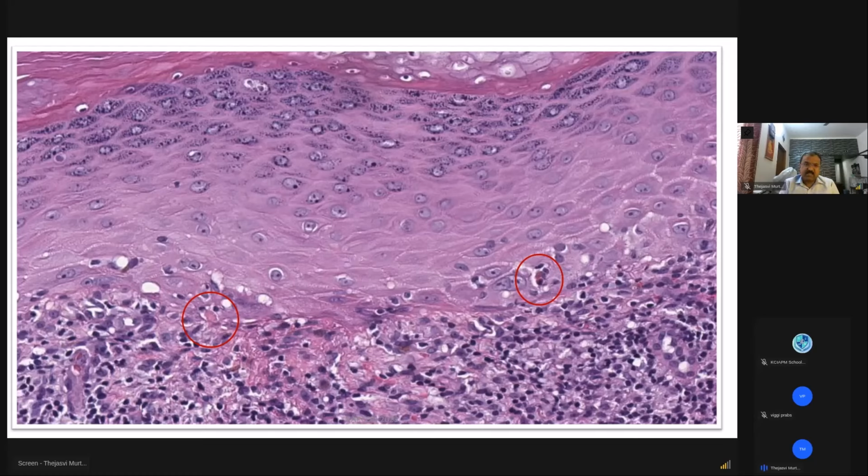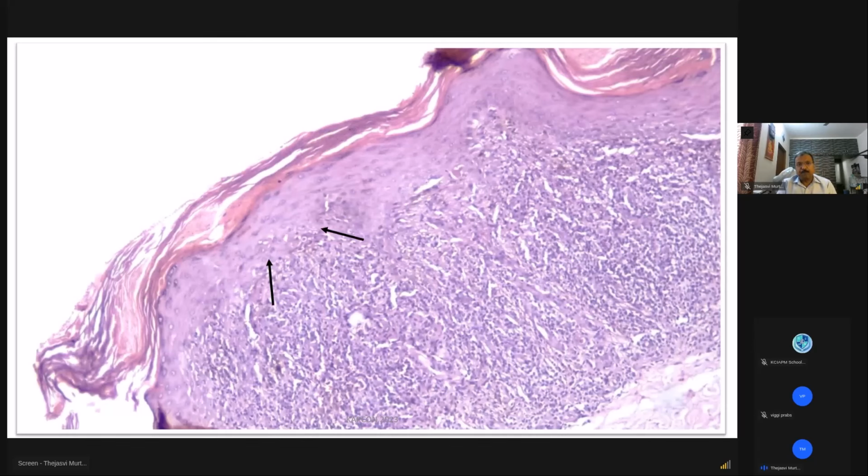Something is encircled. These are nothing but necrotic keratinocytes, or apoptotic keratinocytes. We usually call them apoptotic keratinocytes, also called colloid bodies. These bodies are the result of continuous damage: the basal cells undergo apoptosis, and only the cytoplasm or an eosinophilic remnant is visible in the dermoepidermal junction, giving rise to what we call colloid bodies.